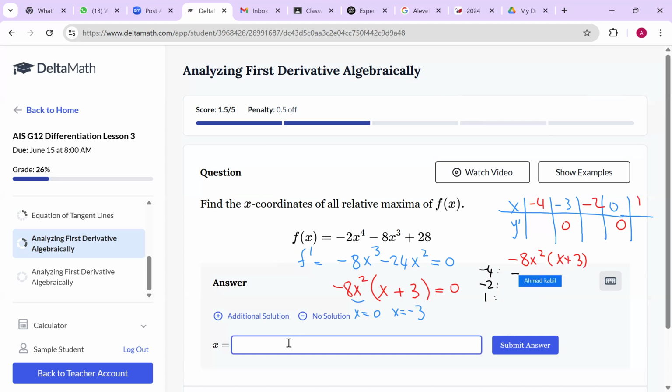So -4, I get -8 times (-4)^2, which is 16, times (-4 plus 3), which is -1. Like we said, we don't really care what the number is, we just care about whether it's positive or negative. So this here is positive. Here we have -8 times (-2)^2, which is 4, times (-2 plus 3), which is 1. So the end result is negative. And for the 1, we have -8 times 1 times 4, which is also negative.